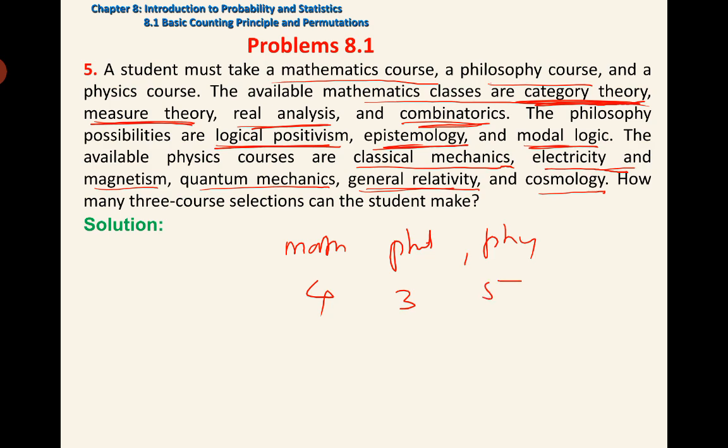By the basic counting principle, how many 3 course selections can the student make? So multiply them. What do you get? 4 into 3 into 5: 15 into 4 is 60 possible ways for the student to choose all the 3 courses.